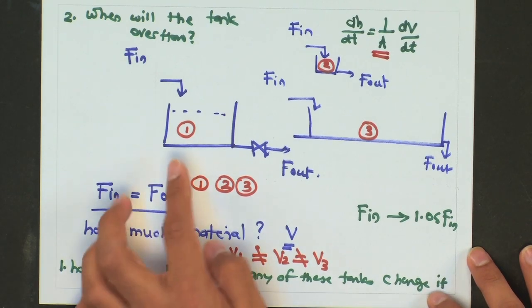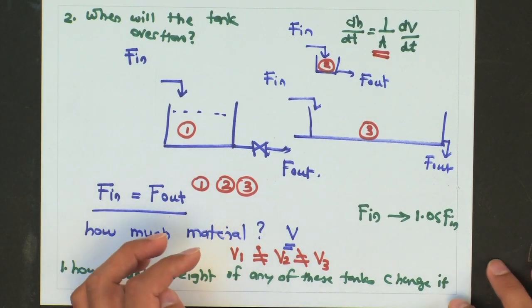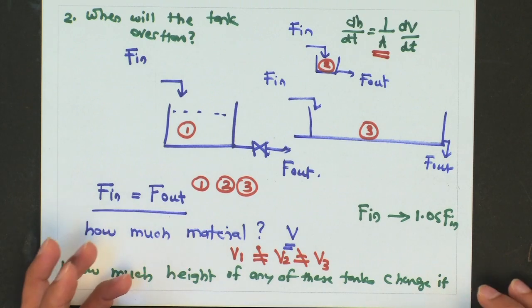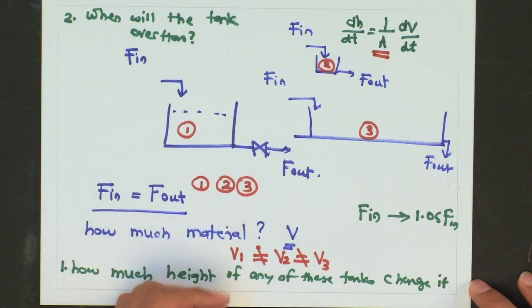So we can see that each of these tanks has its own dynamics. Even though these three systems have the same steady state relationship, all of them will move from one point to the other in a different fashion compared to each other. So all of them will have different dynamics.